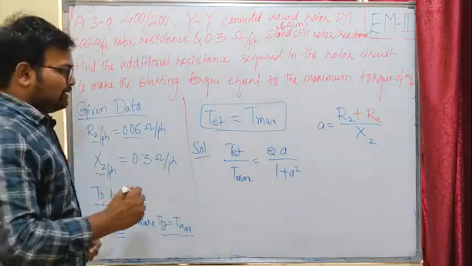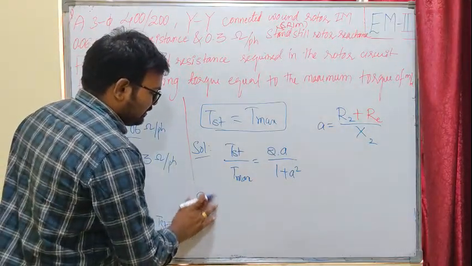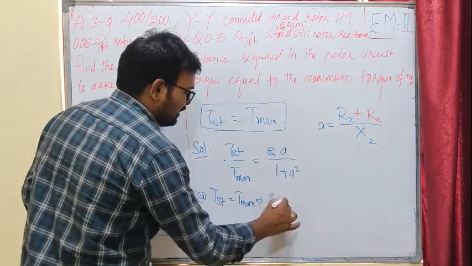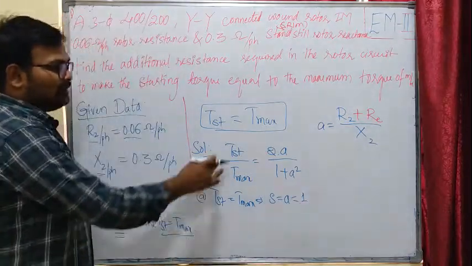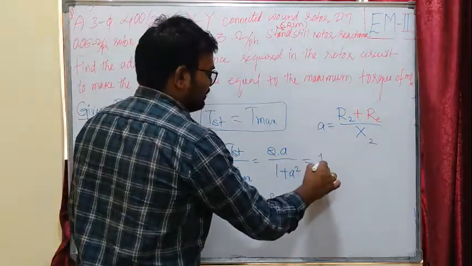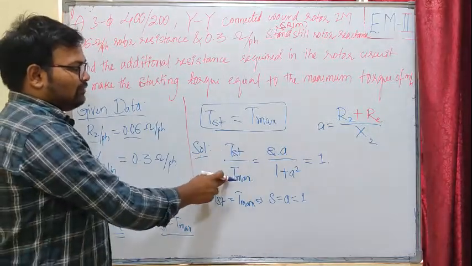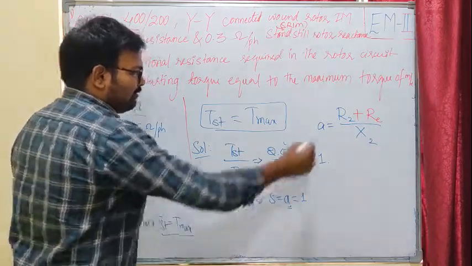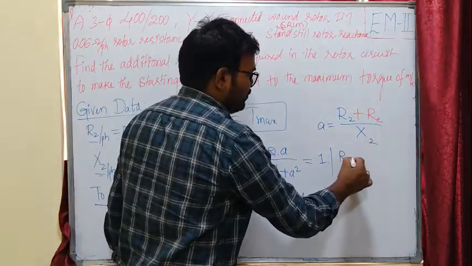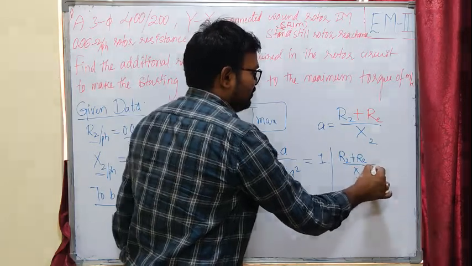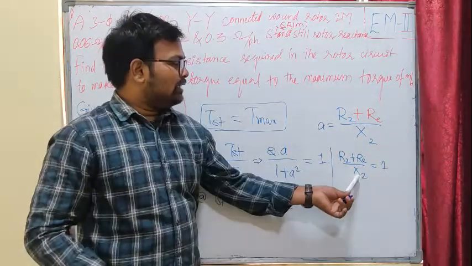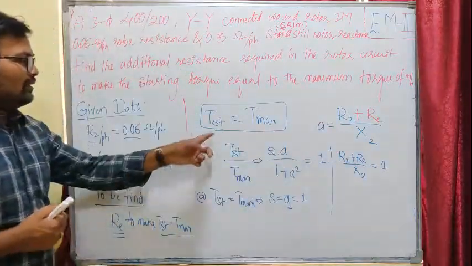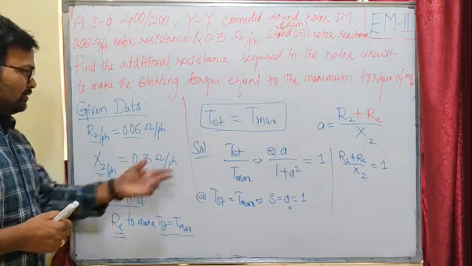He has given that starting torque equals maximum torque. So at starting our slip equals 1. Because these two are equal, I can consider this ratio as 1. Our starting torque equal to maximum torque, so this ratio will become 2A equal to 1 plus A square, and because our A is 1, this will be R2 plus Re by X2 equal to 1. We can substitute the R2 and X2, and we can get the external resistance to be added to the rotor circuit to make starting torque equal to maximum torque.